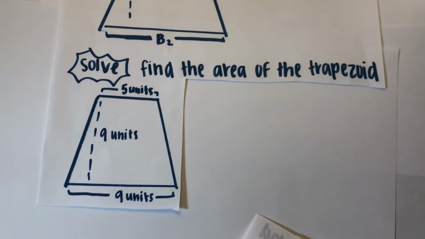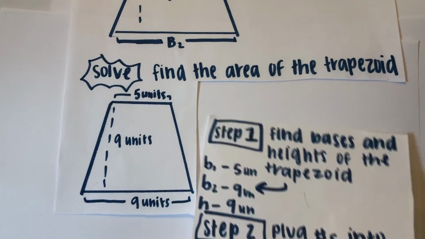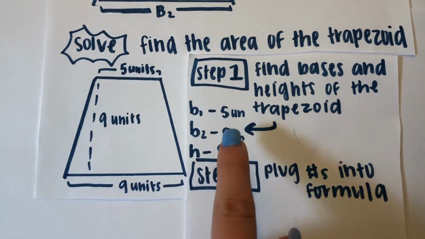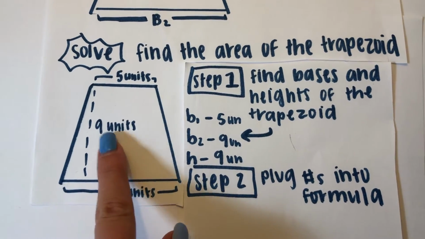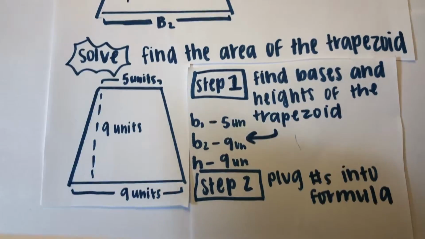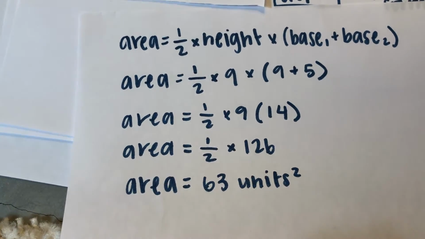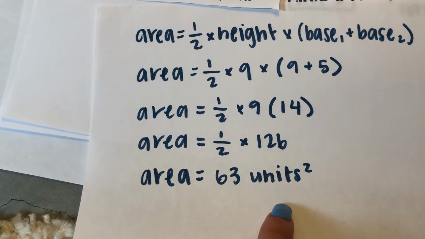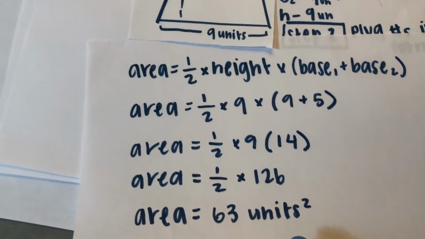For example, find the area of this trapezoid. To find the area, the first step is to figure out the bases, base 1 being 5 units, base 2 being 9 units, and the height being 9 units as well. Next, we are going to plug these numbers into the formula. As you can see, we plugged in all the numbers and then solved for the final number of 63 units squared, meaning that the area of this trapezoid is 63 units squared.